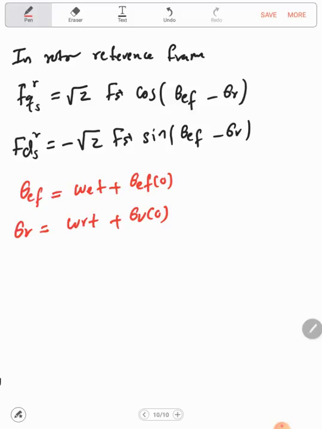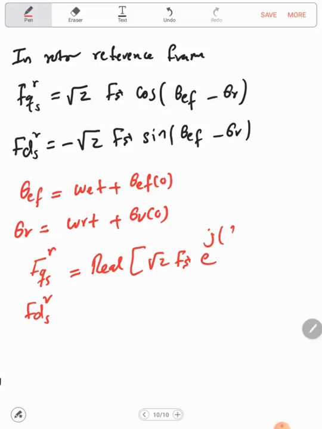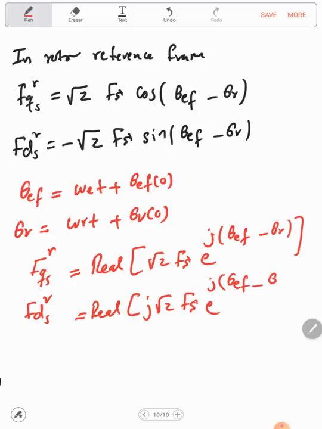Simply this means that in terms of theta_r, we can write F_qs and F_ds equal to the real of square root of 2 F_s exponential of j (theta_ef minus theta_r), and this also we can write as the real of j square root of 2 F_s exponential of j (theta_ef minus theta_r).